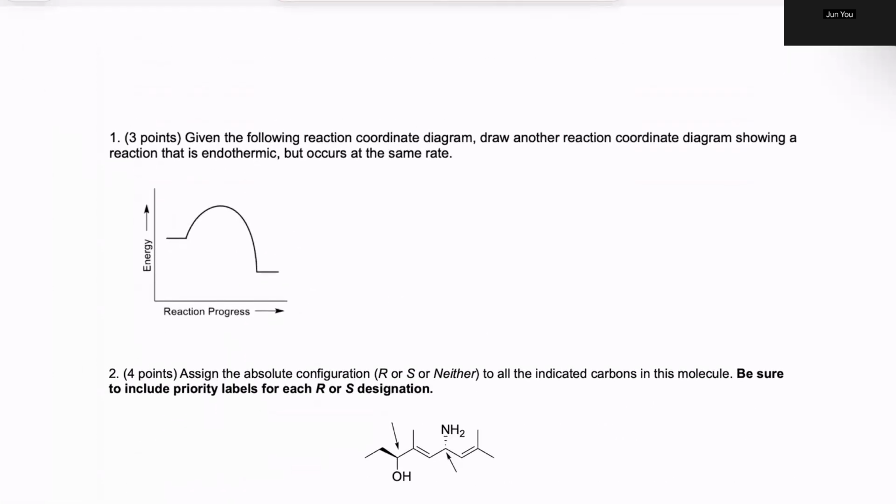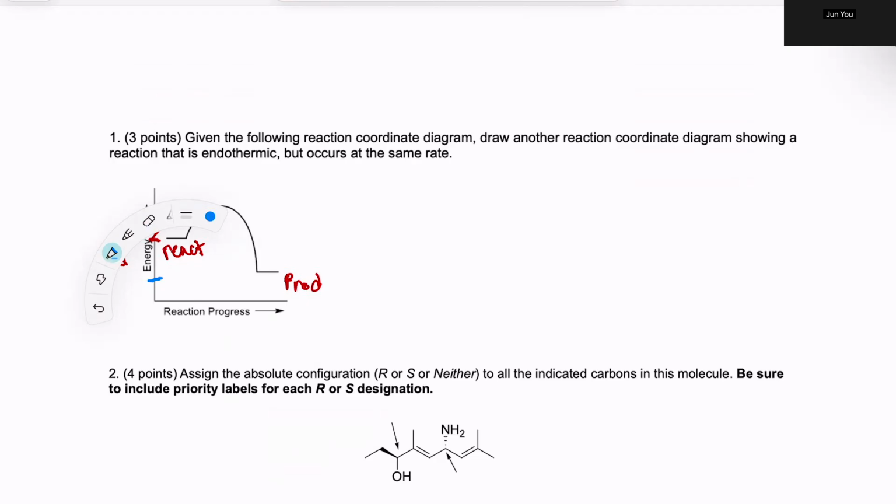All right. So looking at the first question, we see that it is an exothermic diagram. And we see that because the products are lower than the reactants. If we look at this, we see that the reactants' energy is right here and the products is down here. So that means some energy was released, making it exothermic. And the question is asking to draw one that is endothermic. So that means the products will be above the reactants, but occurs at the same rate.